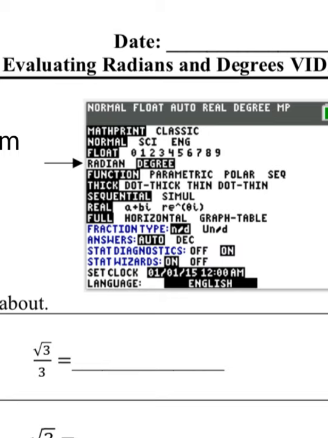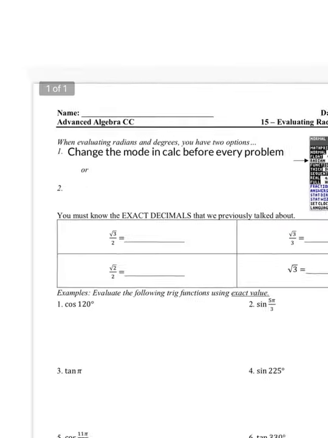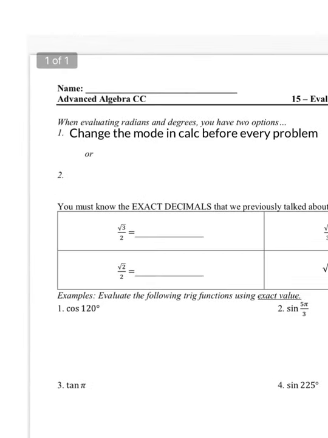If you see a degree symbol, then it needs to be in degrees. If you don't see a degree symbol, then it's most likely going to be radians. Okay, that could mean it involves a pi. Usually it does, but it doesn't have to. So if you want to change the mode before every problem, for example, if I ask you to do the sine of pi radians, you would have to put it in radian mode. Or if I ask you to do the sine of 180 degrees, then you would have to put it into degree mode.